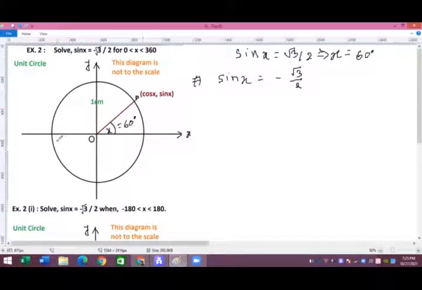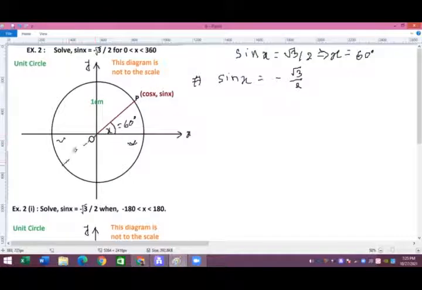Sine is negative in the third quadrant and in the fourth quadrant, but in the second quadrant and first quadrant sine is positive, so we will not keep this principal value. However, this principal value will be a reference to find the value of sin x where sin x is negative. So let's go to the second quadrant here.